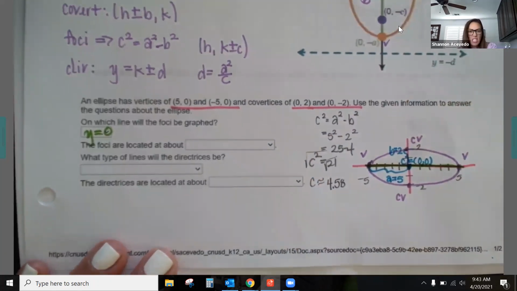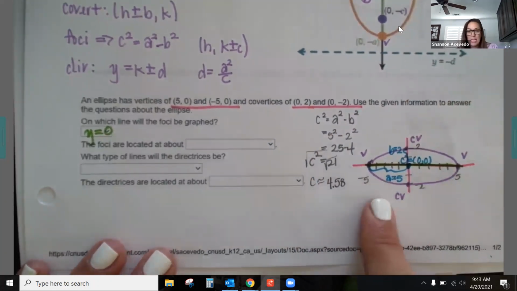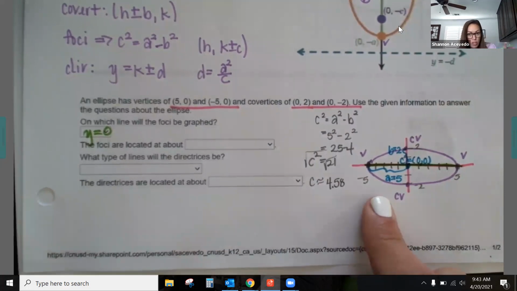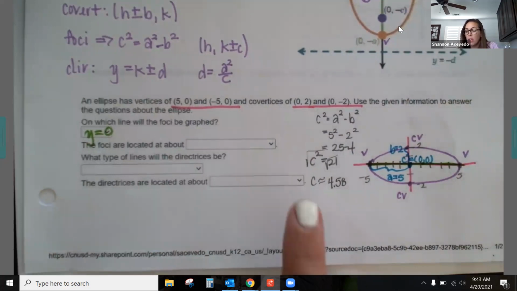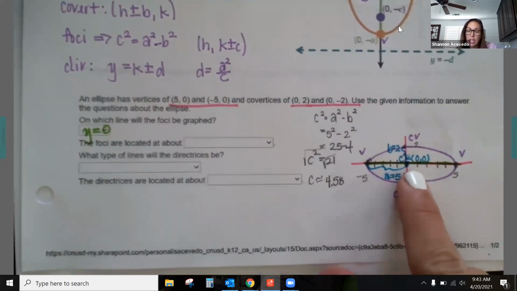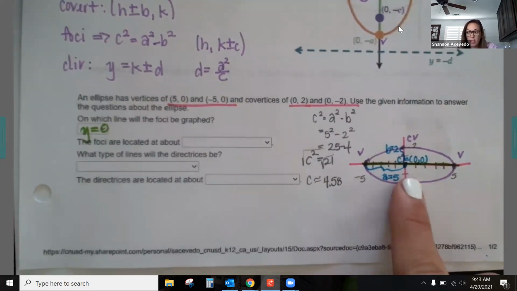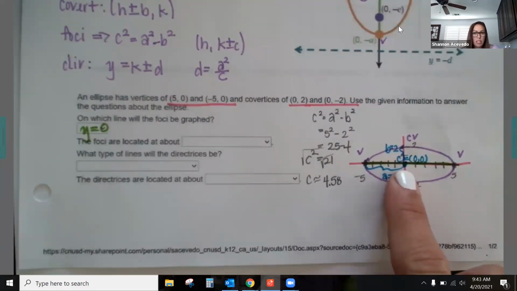When I'm graphing, it's nice to put it in decimal form because it's easy to count that 4.5-ish, a little over 4.5 away. So that C value, this is talking about the C, not the center. This is the center of the ellipse. That's not the same C. That's just because I didn't have enough space to write out center.